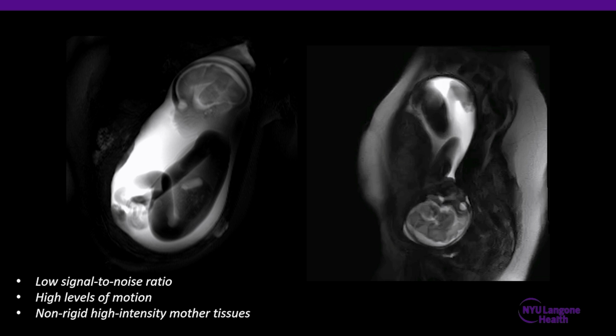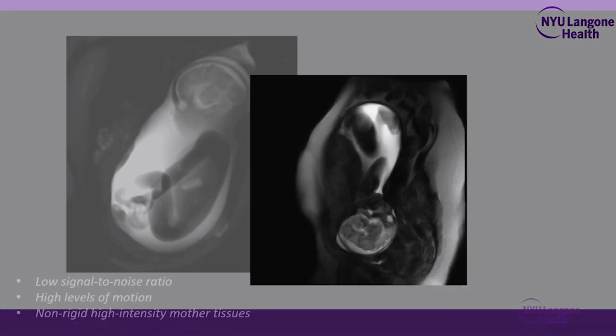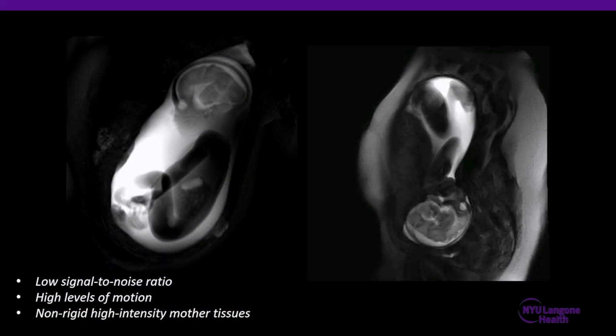fetal fMRI data looks like. So we can see the brain, actually it should be a movie. So actually we can see the fetal brain, the fetus is moving all the time during our scan. And so fetal fMRI images have unique challenges. For example, low signal to noise ratio, and the baby is moving all the time. There are always high levels of motion, and there are non-rigid high intensity mother tissue interactions.